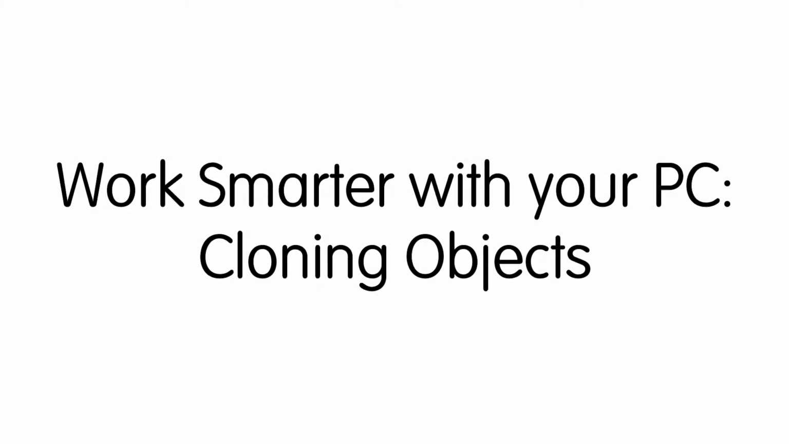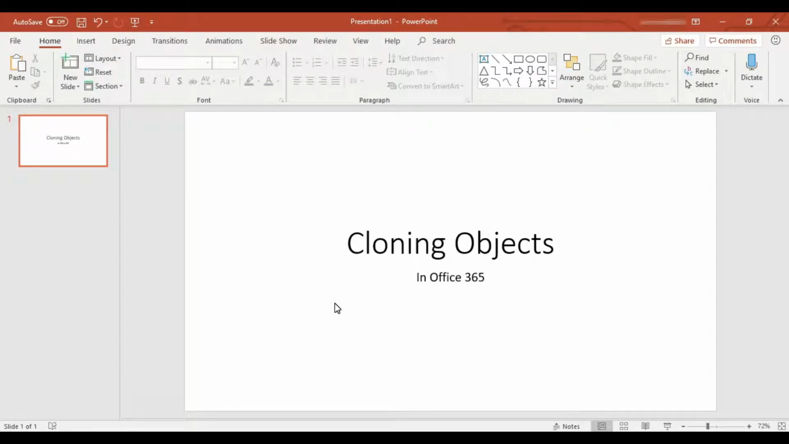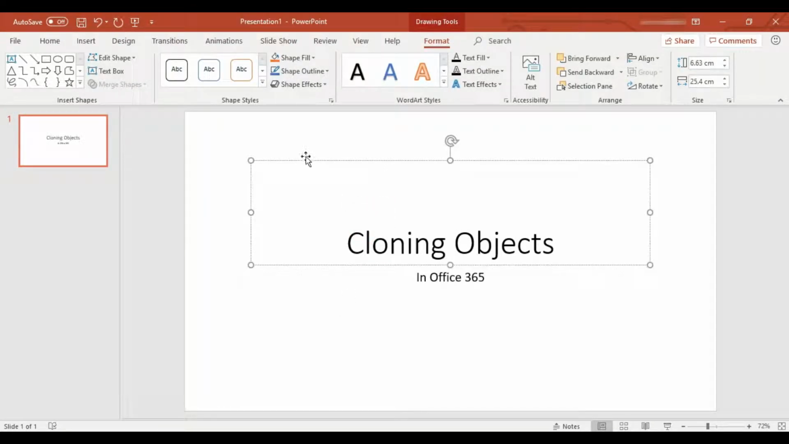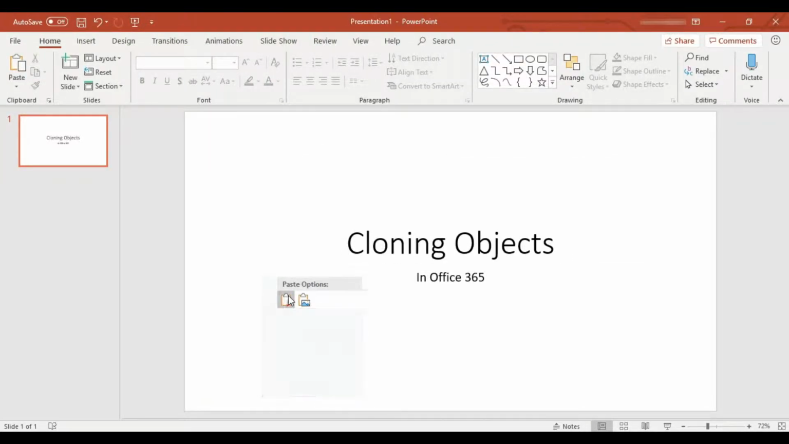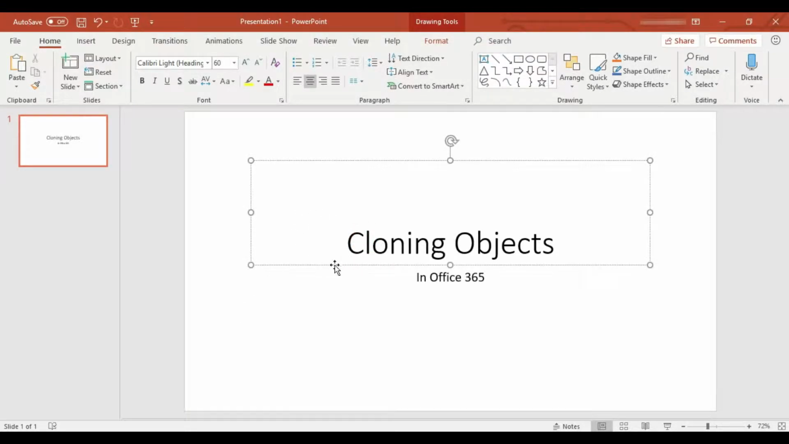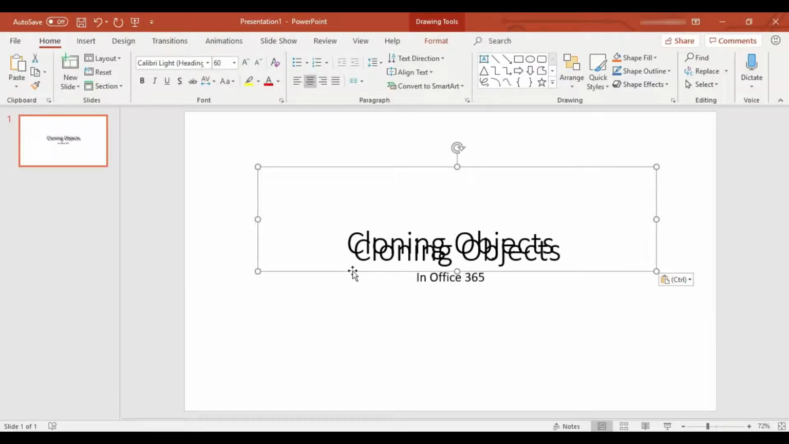In your Office lifetime, there may be occasions where you want to do a direct copy and paste of a particular object. You can of course select an object, right click and select cut or copy, and then right click again to select paste, and of course you'll have the other pasting options now in Office as well. And of course you can always do Ctrl+C and Ctrl+V to create a copy as well.